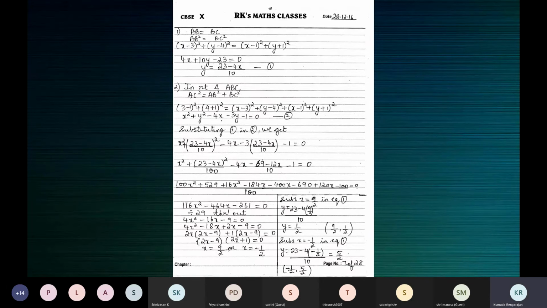Children, this one I want you to work in the class. I've told you how the answer goes. So see here, first work AB is equal to BC. AB square is equal to BC square. So on substituting and all that, you get an equation in x and y. You stop here. How do you know that you have to write this?